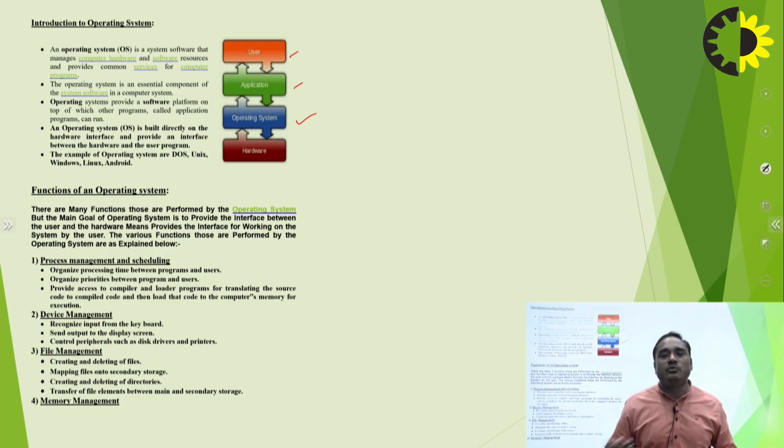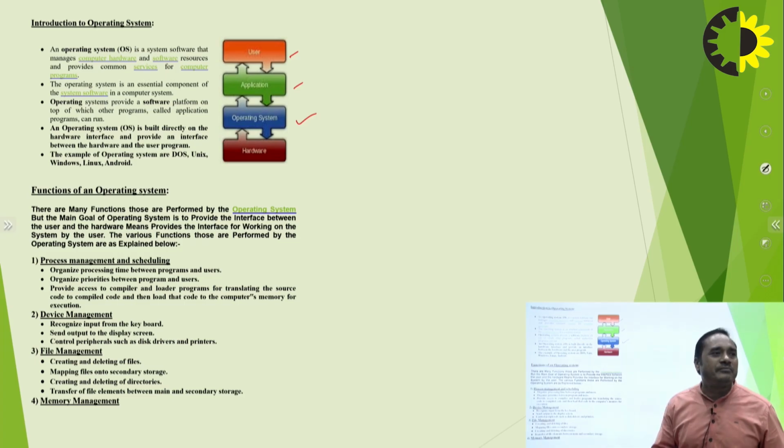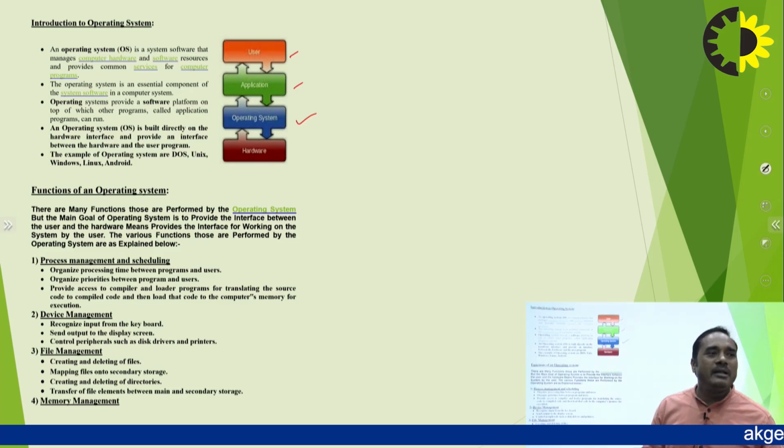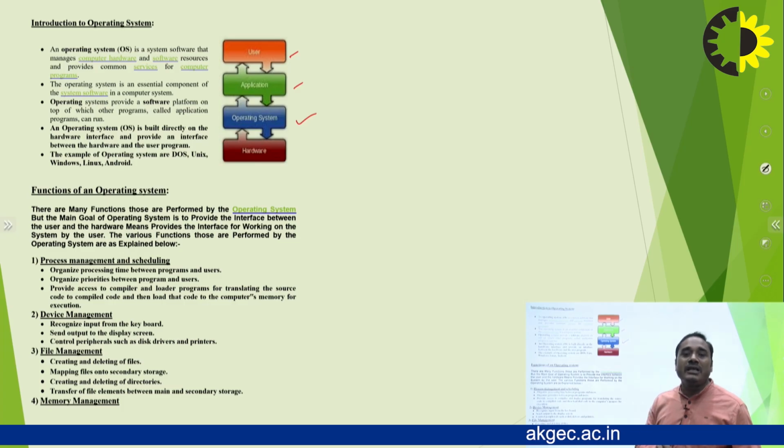It will take time to learn the operating system, so they have different features. That's why we are using either the Windows operating system, the Linux operating system, or the Unix operating system. So there are different types of operating systems. So why operating system? Because the operating system helps to provide the interface between the user and hardware, and it will process your data.